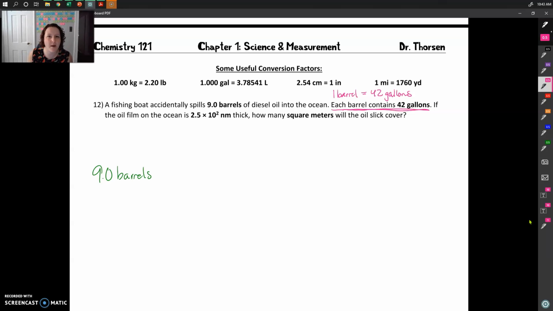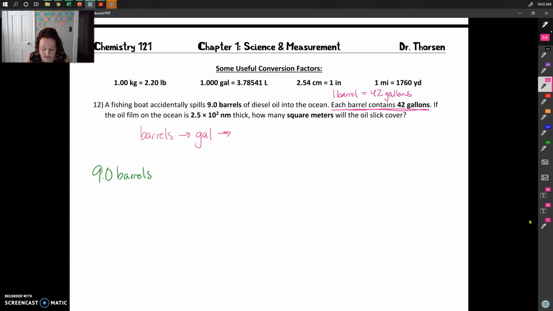And I call this coming up with a roadmap for the problem. So for this problem, we are starting with barrels and we're going to convert to something else, right? And so if we note here, the conversion factor that was given to us, the fact that each barrel contains 42 gallons, that is something that will allow us to convert barrels into gallons. And so it would be feasible to say here that if we're starting with barrels, probably the next thing we want to do is get this value into gallons, right? Getting it into gallons is going to give us a volume that is being spilled.